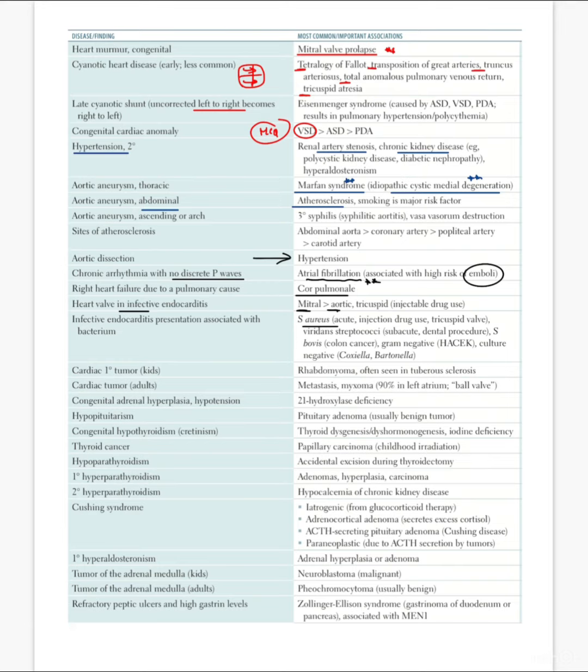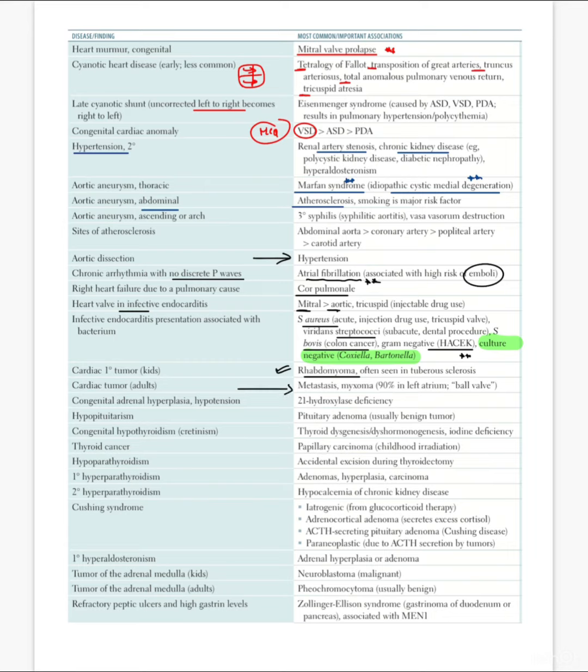Okay, so we have S. aureus, viridans streptococci, guys, subacute after dental procedures, S. bovis already done with colon cancer, gram negative organisms like the HACEK group: Haemophilus, Aggregatibacter, Cardiobacterium, Eikenella, Kingella, guys, okay, and culture negative, guys, Coxiella, very very important, and Bartonella. Cardiac tumor most common in a child, guys, that is rhabdomyoma. In adults, that is mets from somewhere else.